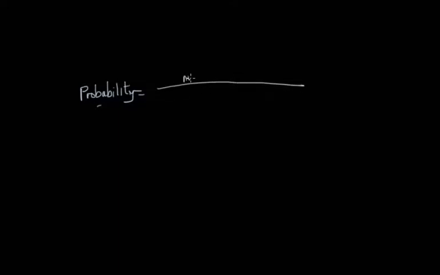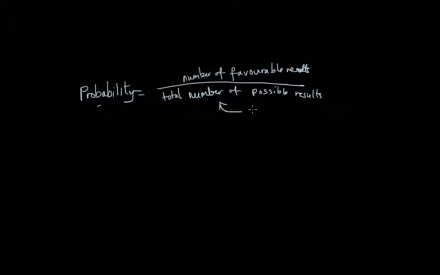So the number of favourable results or outcomes divided by the total number of possible results or outcomes. Now, the caveat for this is the total number of possible results must be equally likely.